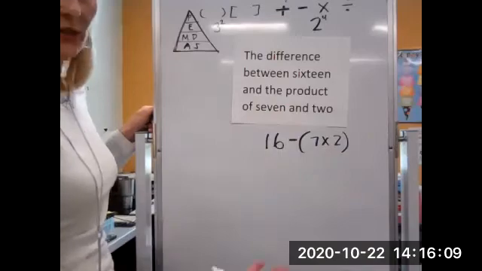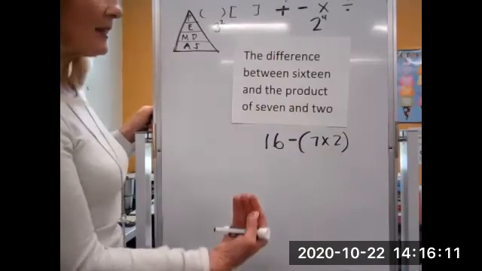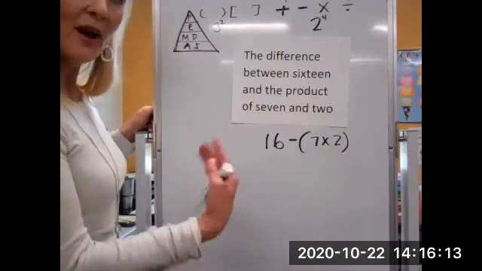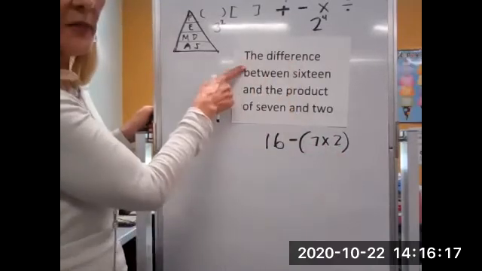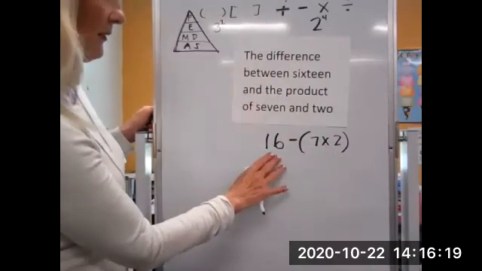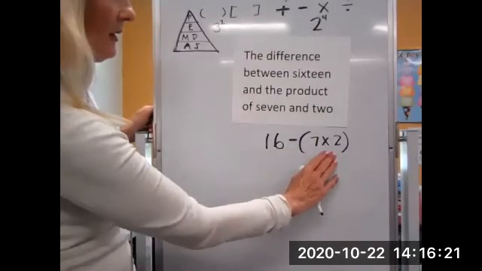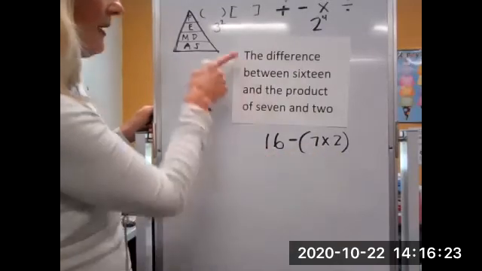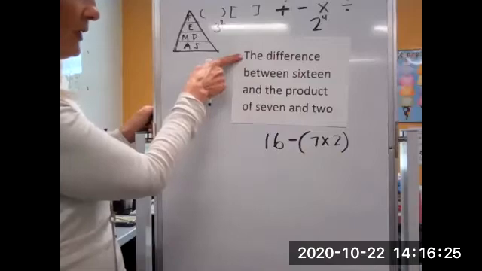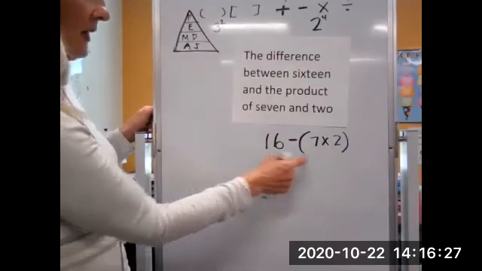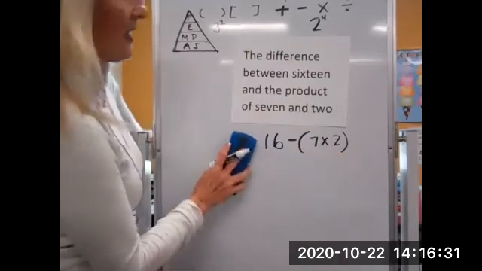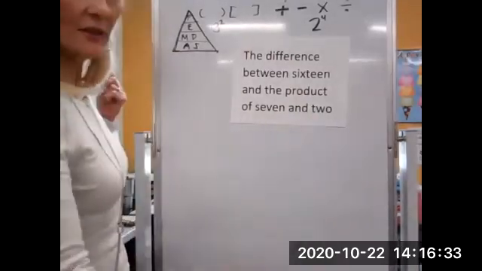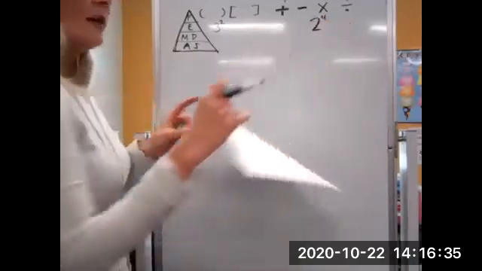A product is an answer you get when you multiply. So if I'm asked to give the product of 7 and 2, I know I'm multiplying 7 and 2. So, and then I'm going to go back and check and make sure. So I'm getting the difference between this amount and this amount. 7 times 2 is 14, okay? Then I'm going to read this again and make sure the difference between 16 and the product of 7 and 2. So I'm pretty convinced that I have an expression that matches that phrase.